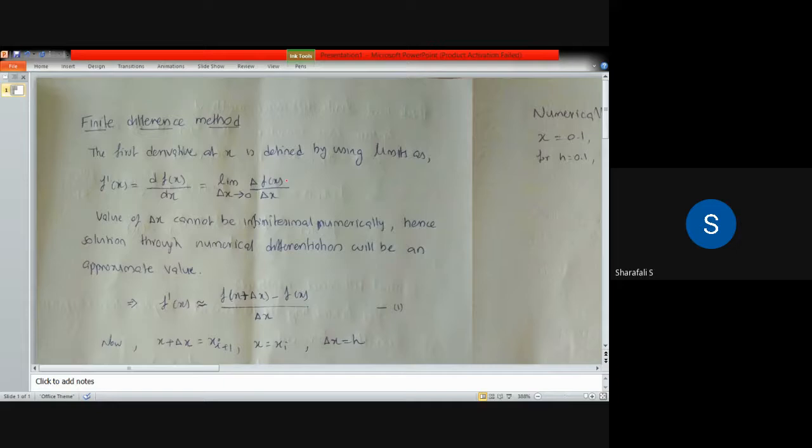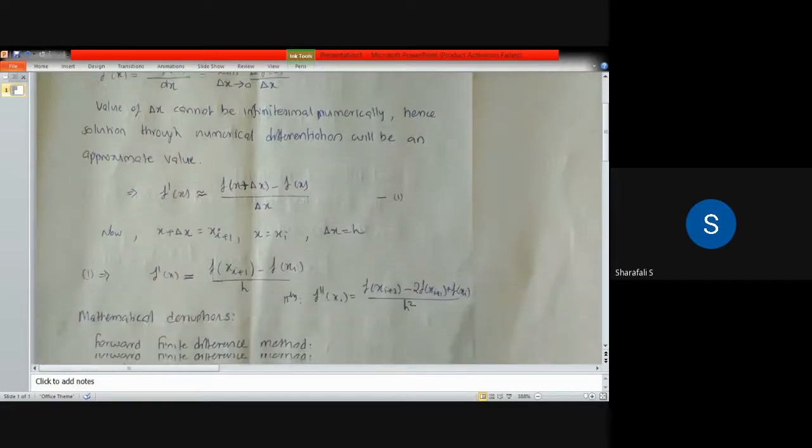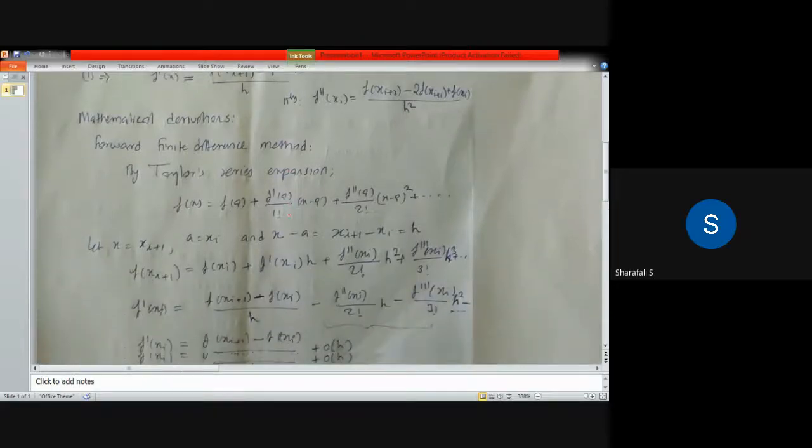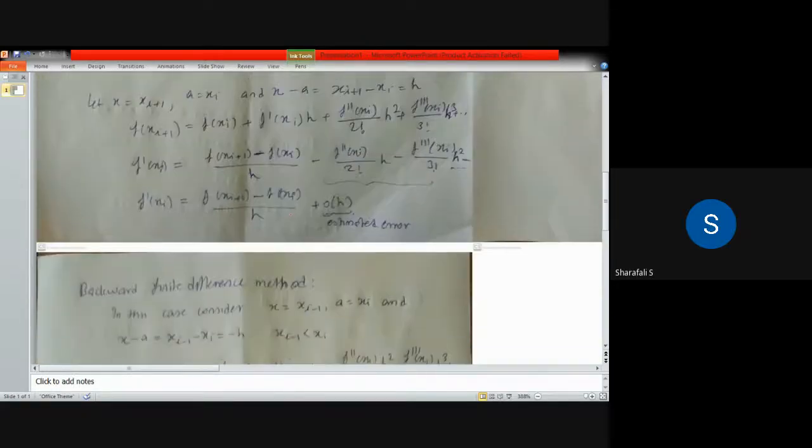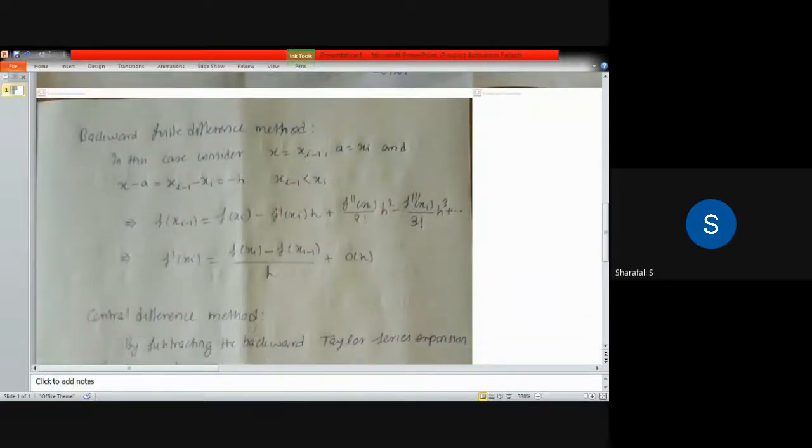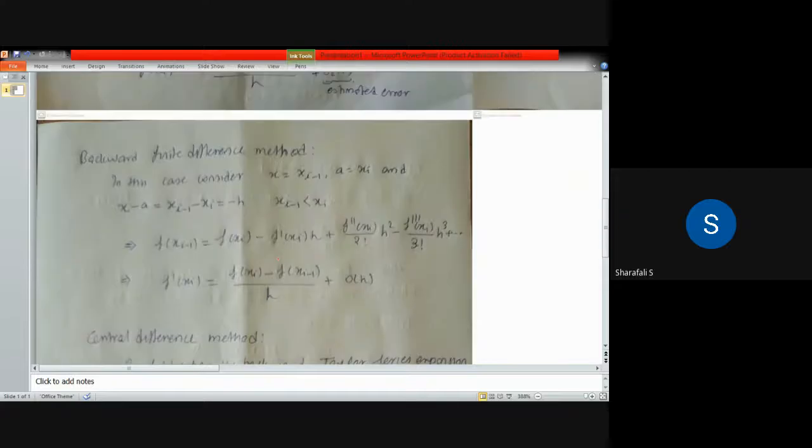In this finite difference method, we have the forward method as well as the backward method and the central difference method. All are there. So the three different classes are what we will discuss in this section. All those equations corresponding to the backward, forward, as well as central difference methods we will discuss.